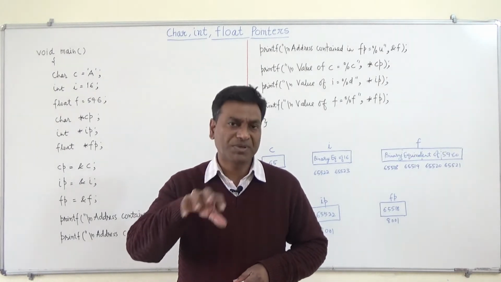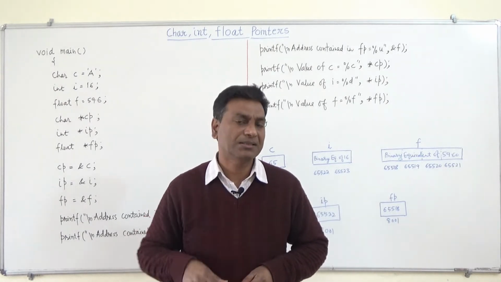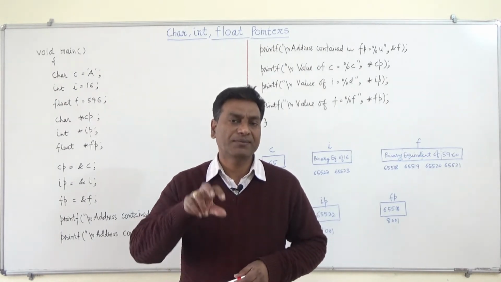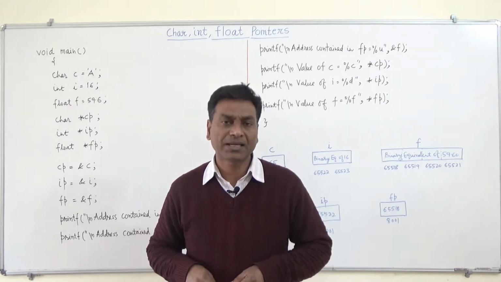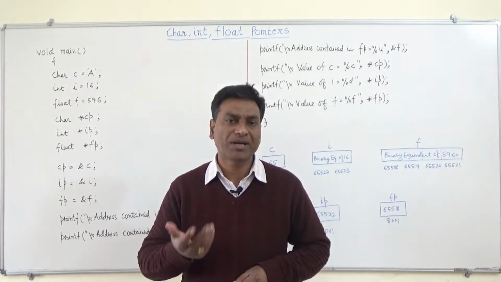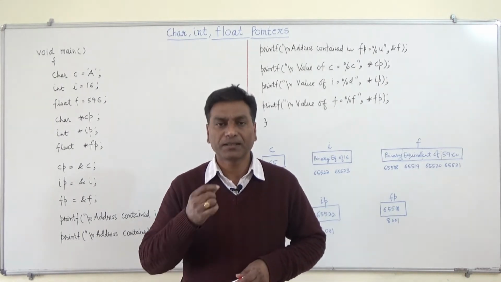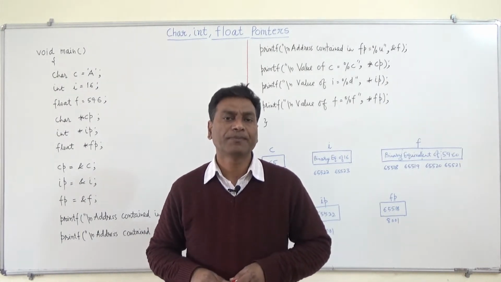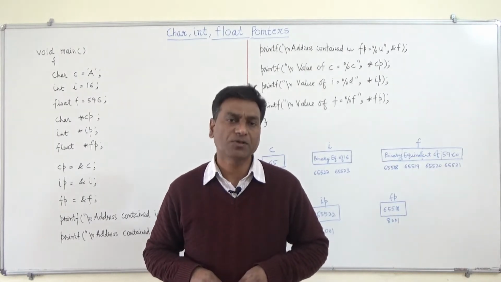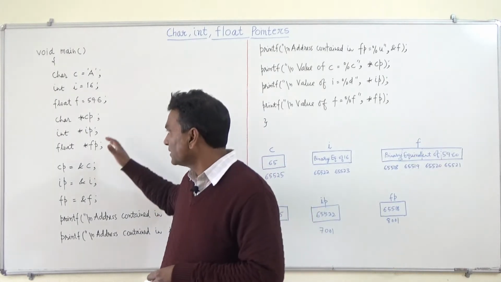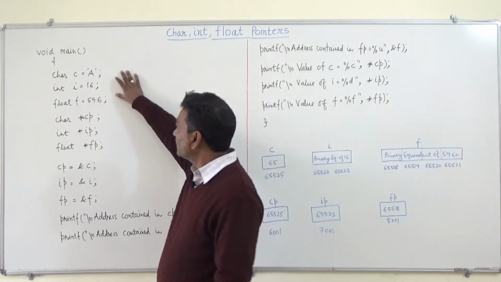Means on the basis of the memory that these pointer variables, or we can say these types like character, integer and float, occupy. Like character occupies 1 byte of memory, integer occupies 2 bytes of memory, and float occupies 4 bytes of memory. So let us see. So we have taken the program.